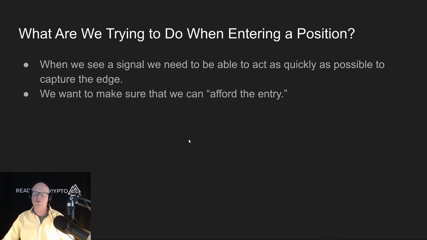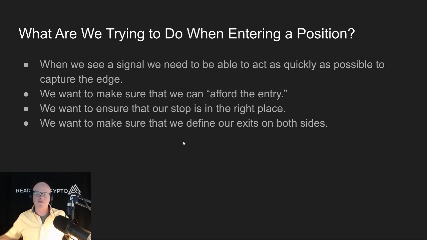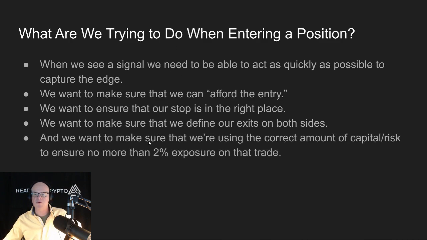So again, we want to make sure that we can afford the entry. We want to make sure that our stop is in the right place. We could spend a whole day on how to determine whether a stop is in the right place or not. A lot of us want to put it way down there, right? Put it way down there to make sure it doesn't get hit and give ourselves a lot of room. Well, again, can you afford that stop? And we want to make sure that we define our exits on both sides. Again, rule number 1 of risk management is to define our exits before we enter. And we want to make sure that we're using the correct amount of capital or risk to ensure no more than 2% exposure on that trade.